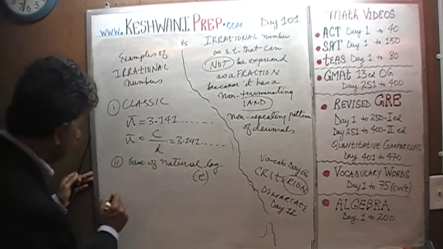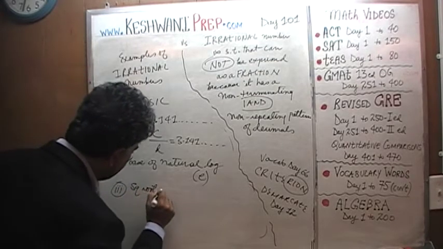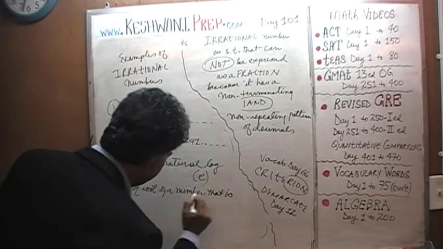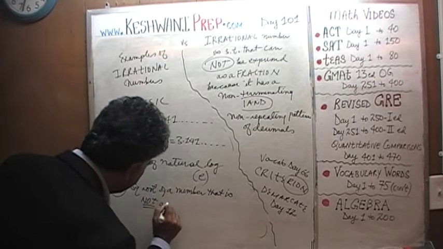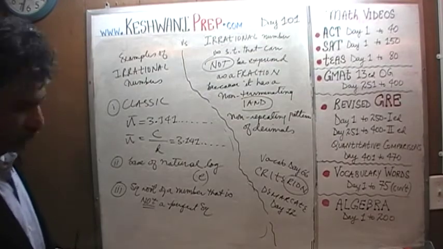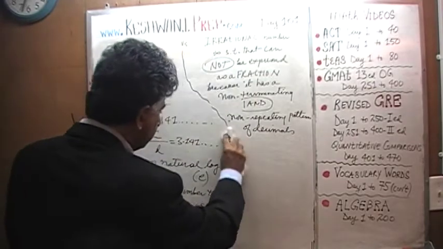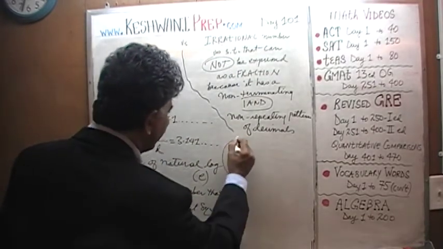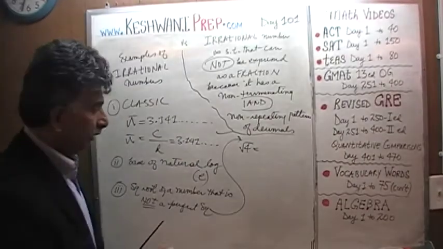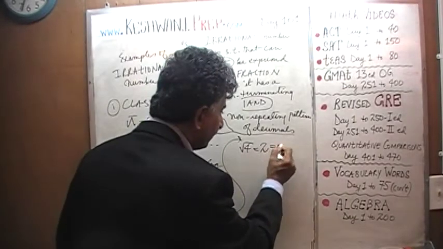The last example I will give you is the square root of a number that is not a perfect square. Let's continue here. For example, the square root of 4 is 2, because 4 is a perfect square, and therefore that quantity is a rational number.